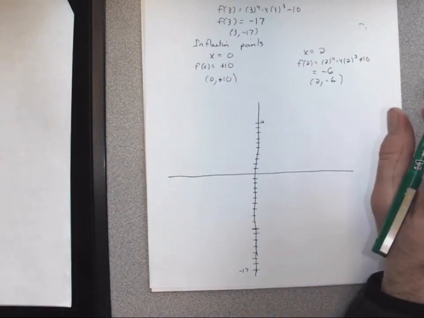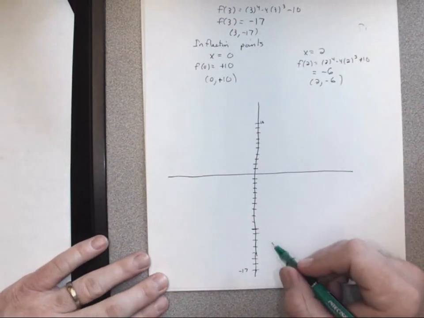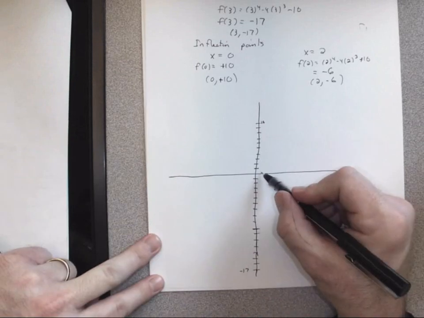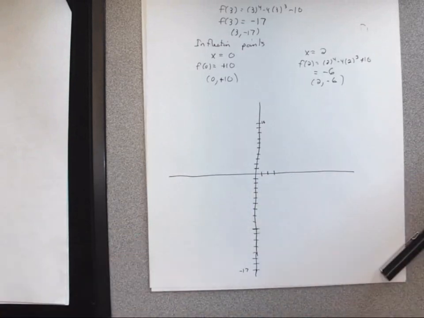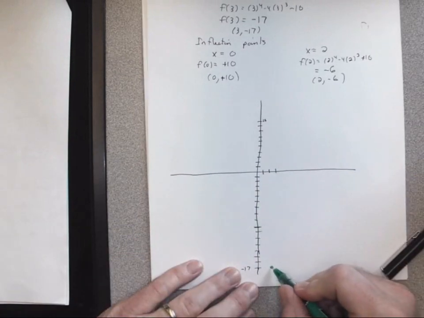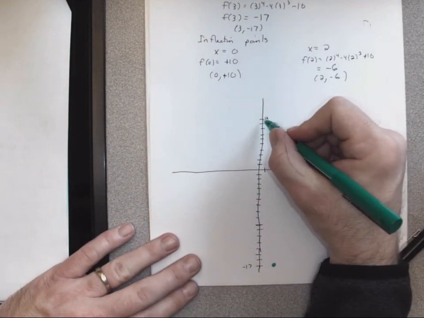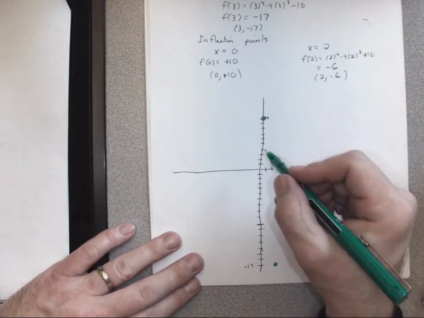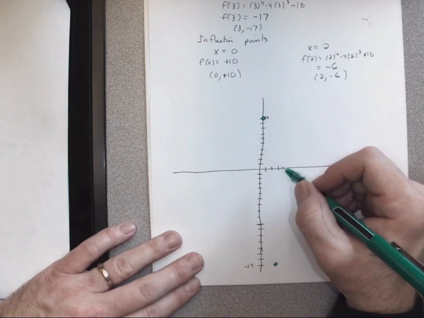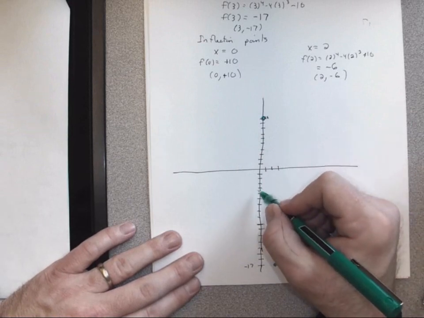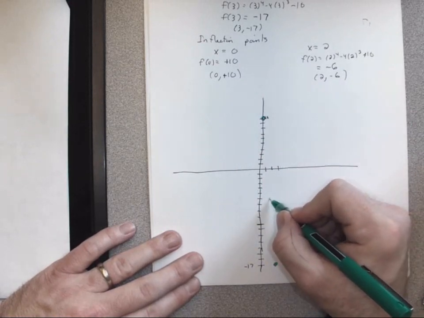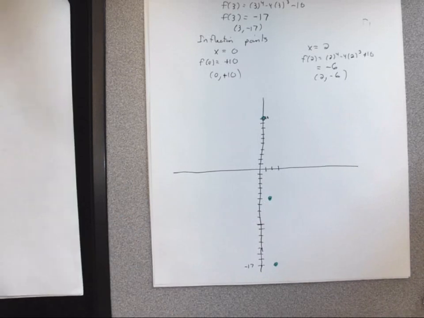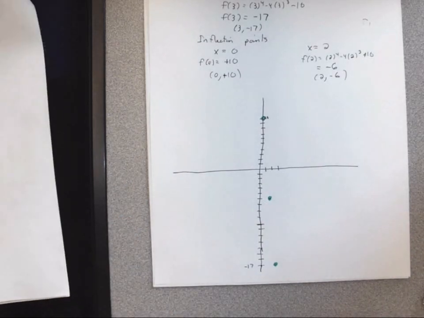There we go. So first I'm going to graph 3, negative 17. So 1, 2, 3, negative 17 is right here. 0, comma 10 is right here. 2, comma negative 6. 1, 2, 3, 4, 5, 6 is right here. All right. Now, remember that we have to assess all the increasing, decreasing, and concavity, okay?